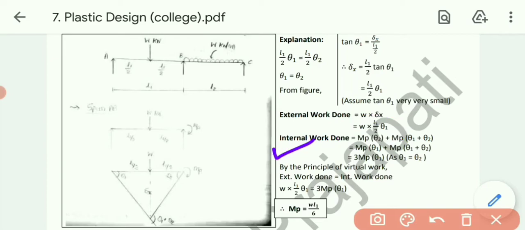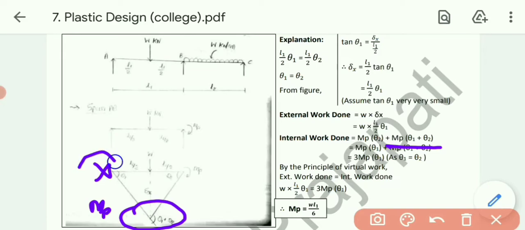Talking about internal work done, we need to consider the locations where moment is applicable. As we can see, moment is applicable on the right hand side. So first MP into theta 2, where theta 2 is this one. And next, over here also moment will be produced, so MP into the bracket theta 1 plus theta 2. We cannot take the point A, because no moment is there. At A a simple support is there, so that point is neglected.